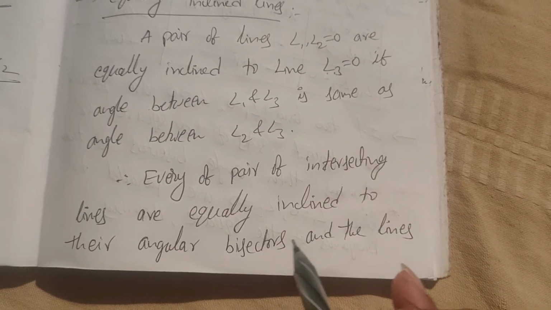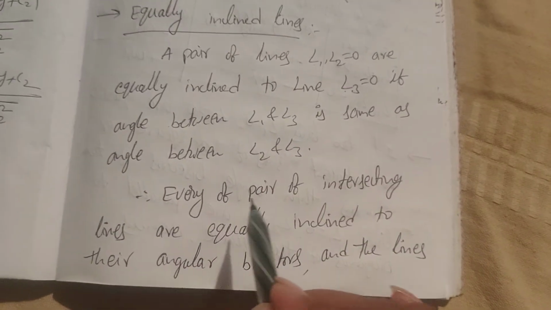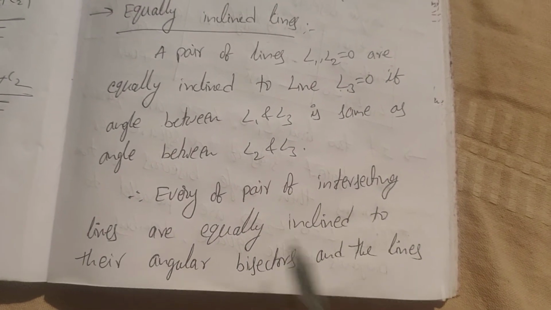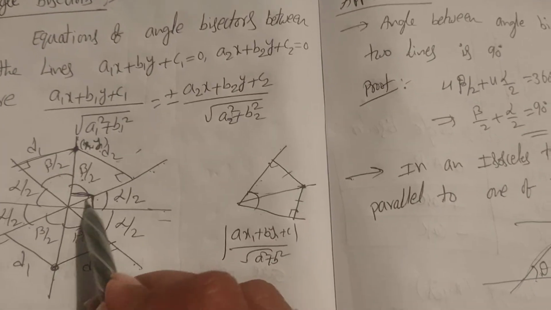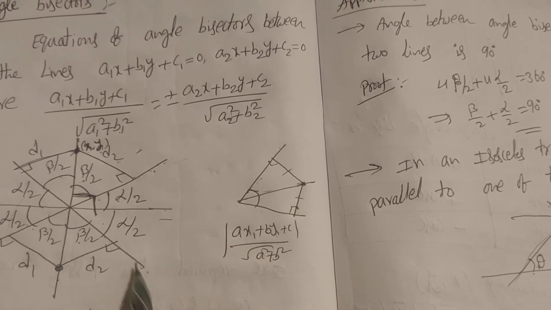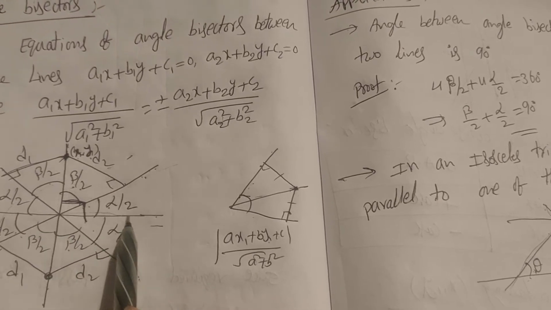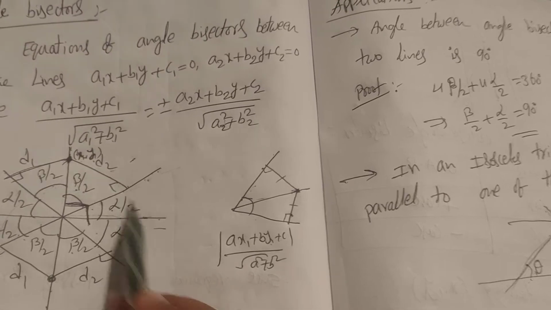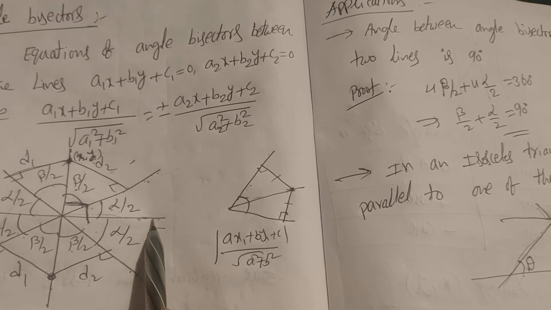Every pair of intersecting lines are equally inclined to their angular bisectors. Up to here, just remember: every pair of intersecting lines are equally inclined to their angular bisectors. This is one line, this is one more line, so these two lines are equally inclined to the angular bisector. This is one of the angular bisectors. The angle between this line and this angular bisector is alpha by 2, and the angle between the other line and this angular bisector is also alpha by 2.